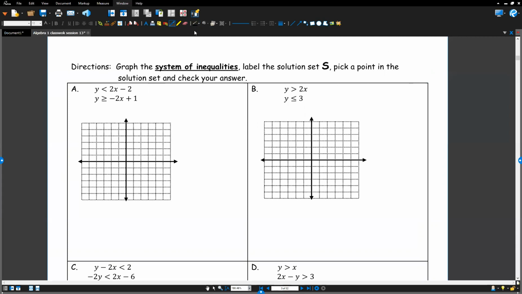First one. You're going to make a graph of this one first. They want you to use the set S, capital S, to show the solution set. Now let's make a graph. The first one is y equals 2x minus 1, but the line is dashed. The y-intercept is negative 2. The slope is 2. Slope is 2 means what? 1 right, 2 up.